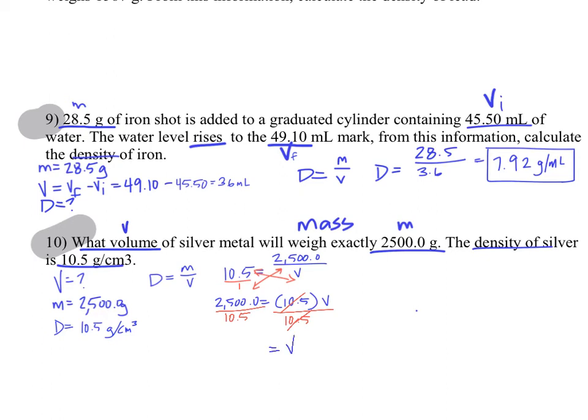And now I can perform the calculation. 2,500 goes in first, divided by 10.5 goes into the calculator second, and that gives me a value of 238.0952381. So I'm going to round, say 238.095. We'll round that up to 0.10. And this is measuring in cubic centimeters. There's my volume.